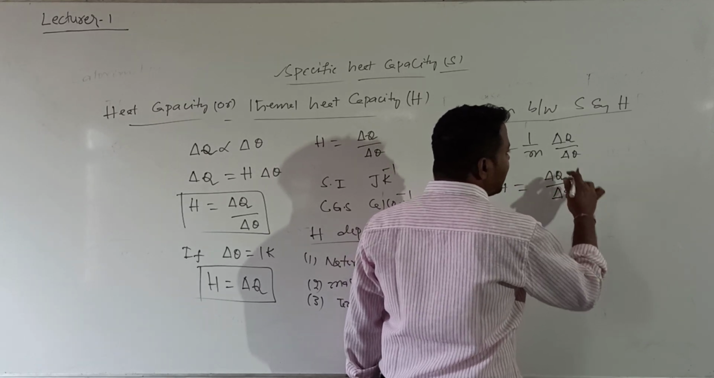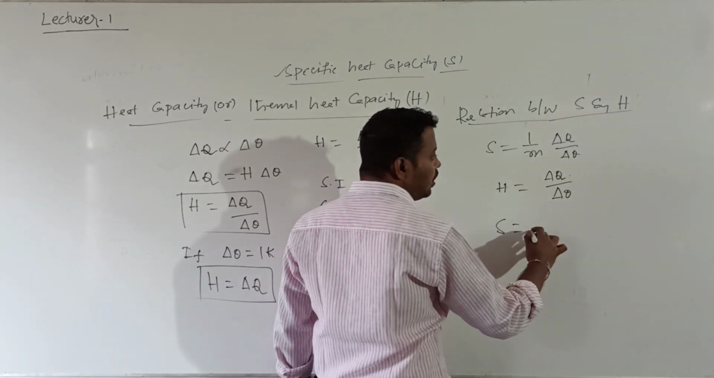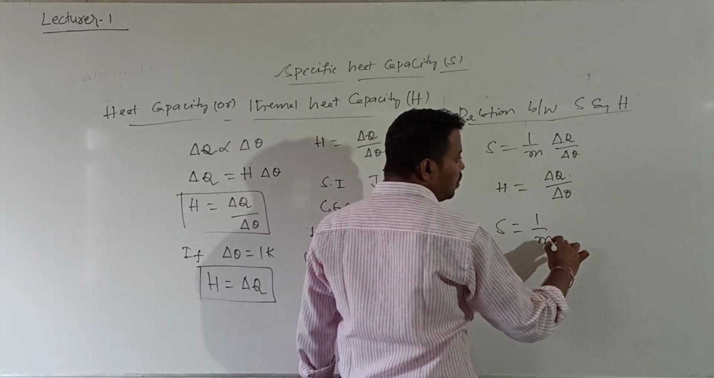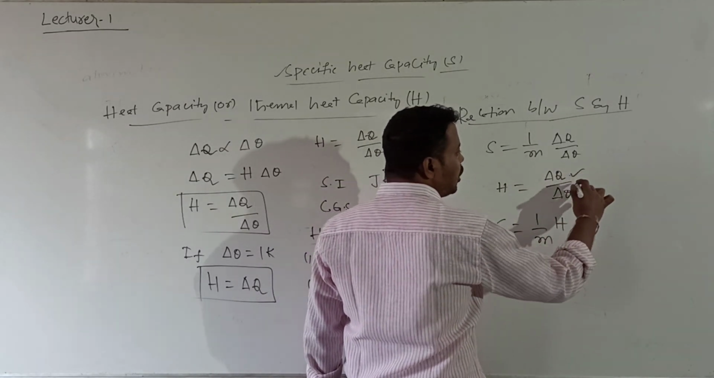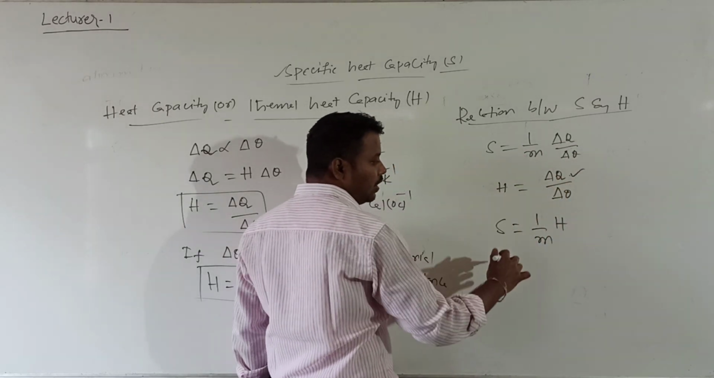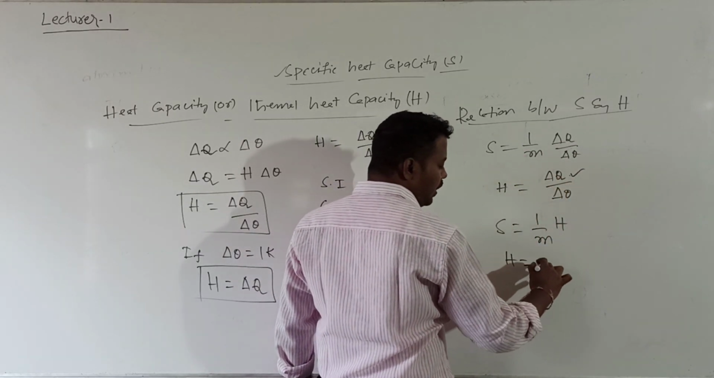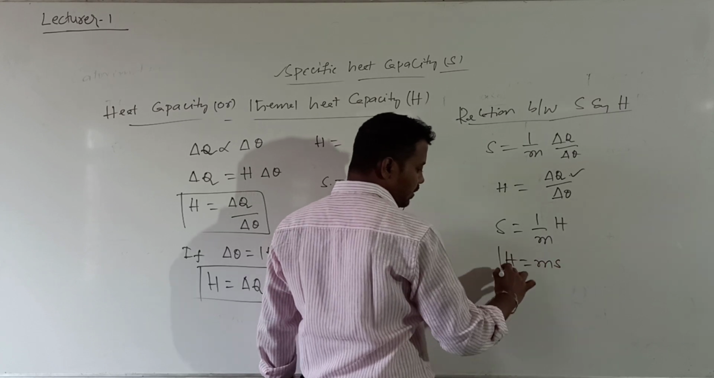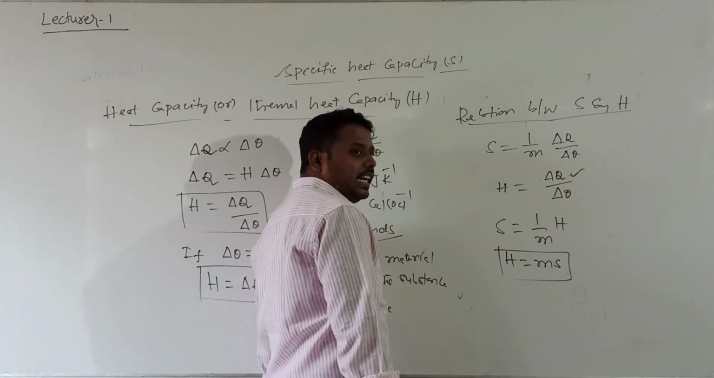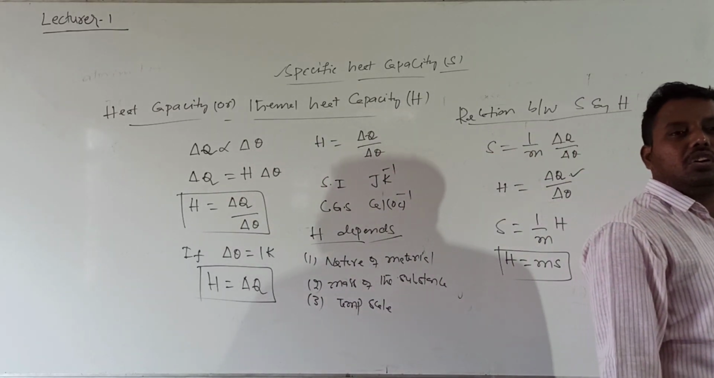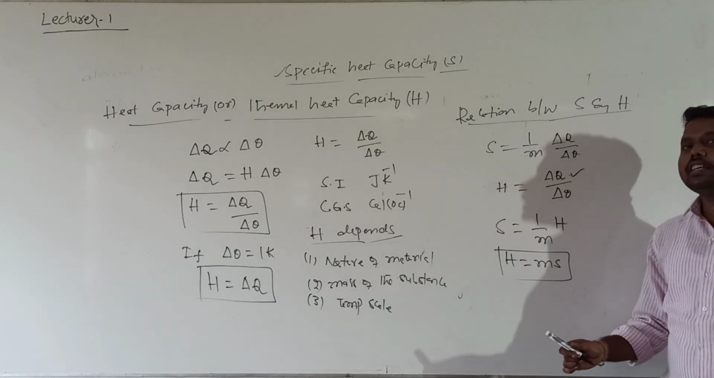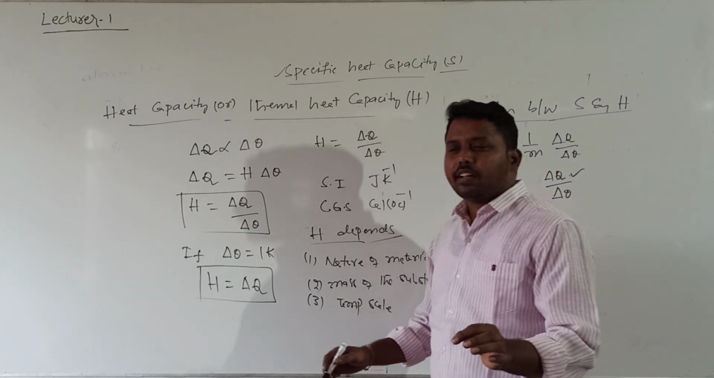From these two, what can I write? S value is equal to 1 by m into delta Q by delta theta, which is H. Then what do I get for the H value? H is equal to m into S. That is, heat capacity is equal to the product of mass and specific heat capacity.